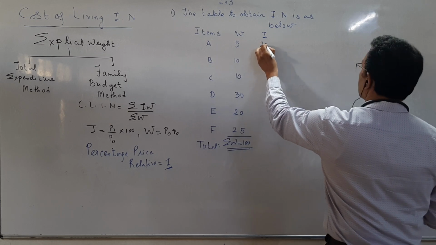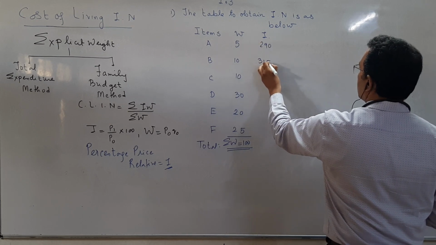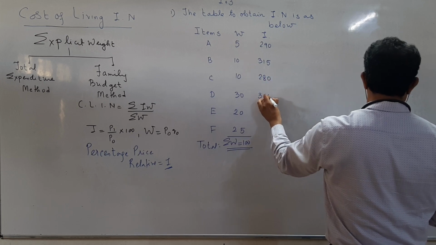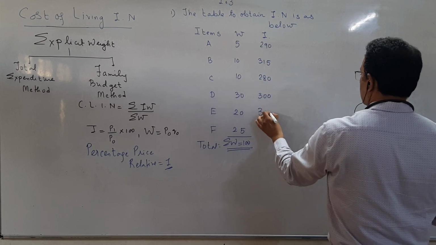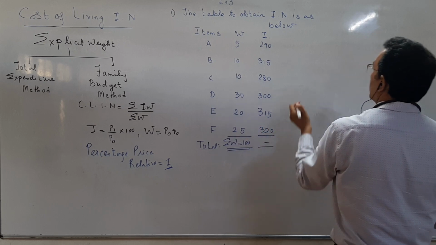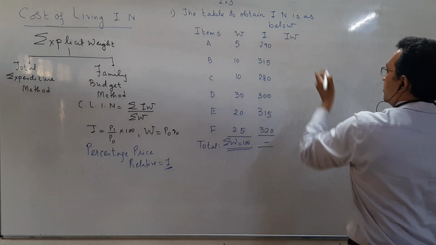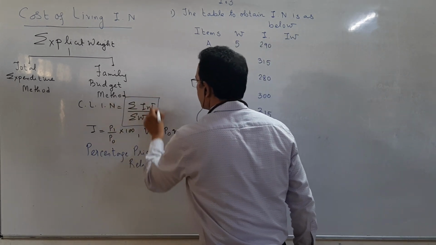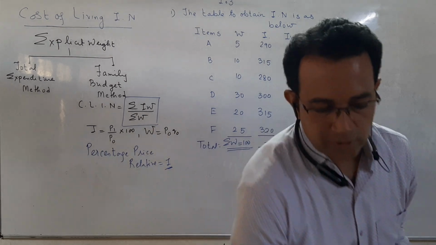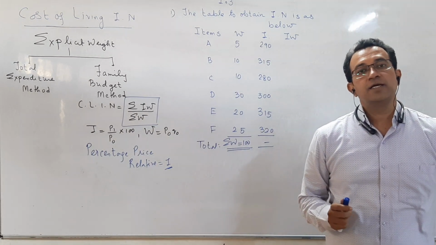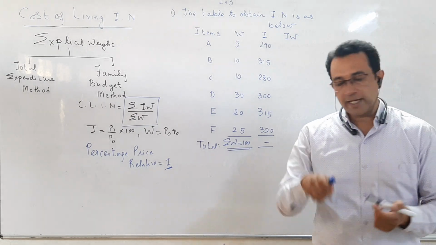Index numbers are 290, 315, 280, 300, 315 and 320. This total I do not require. To apply the formula, I need totals of IW and W. So students, only one column I have to make, and that column is nothing but IW.